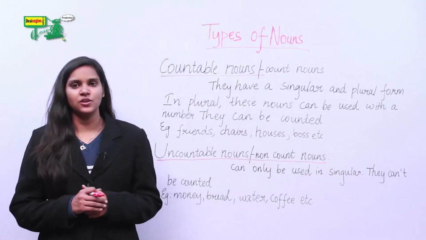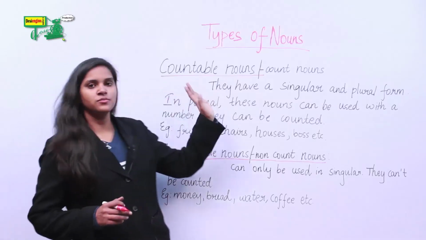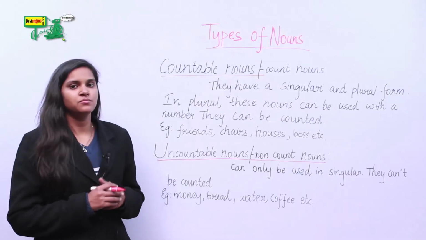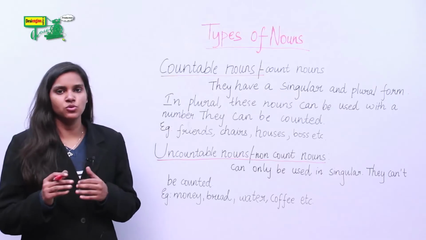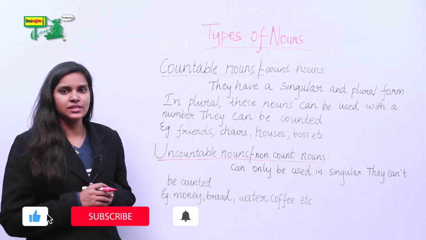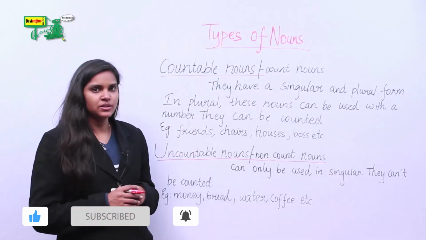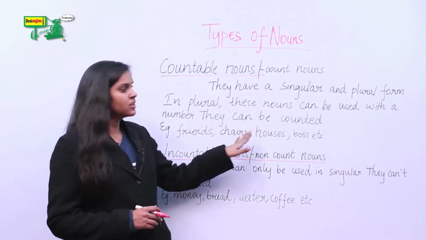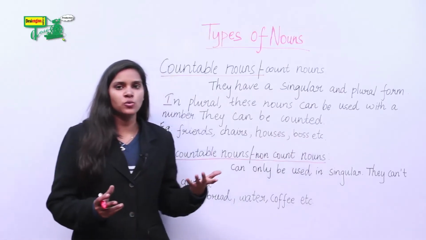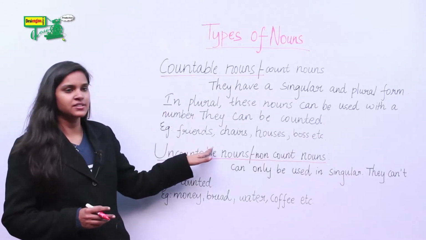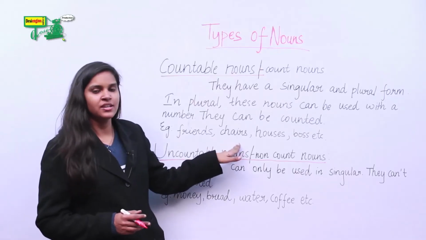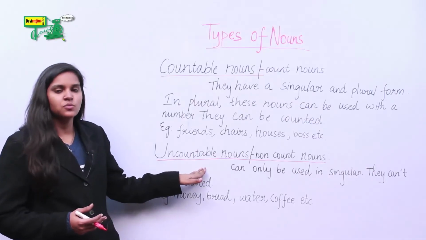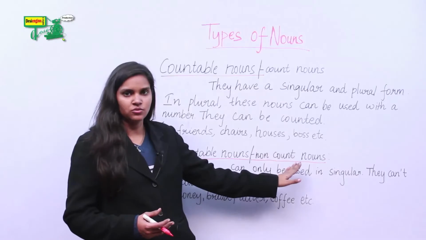Let's do the next kind of nouns, that is countable nouns, which are also known as count nouns. Countable nouns can be divided into singular and plural form. In plural, these nouns can be used with a number, that is, they can be counted. For example, friends, chairs, houses, boss. I can always say that I have 5 friends or I have 10 chairs. These are countable nouns.